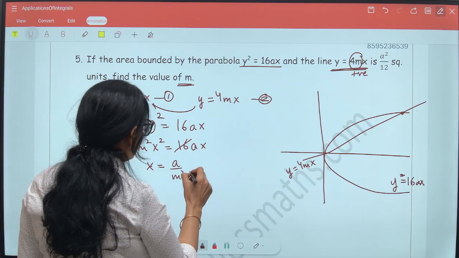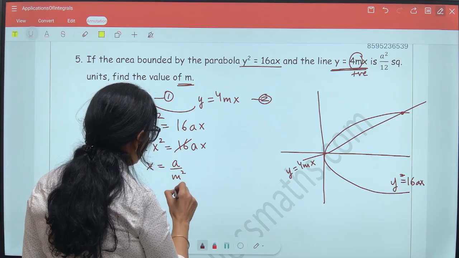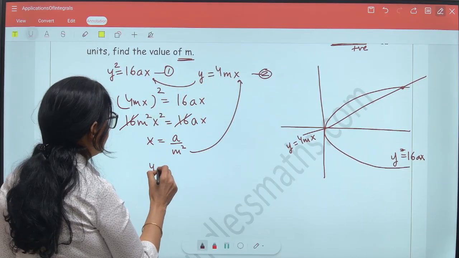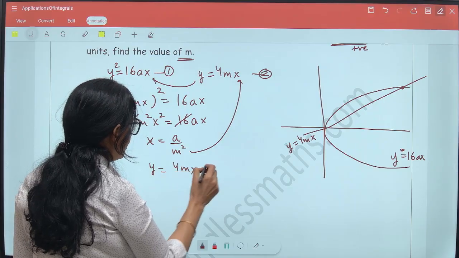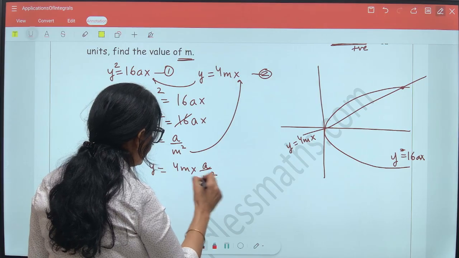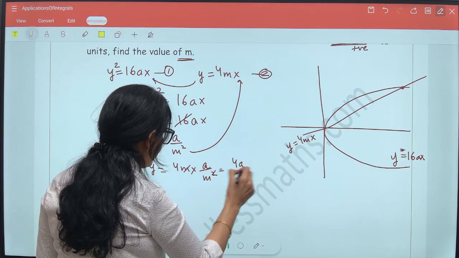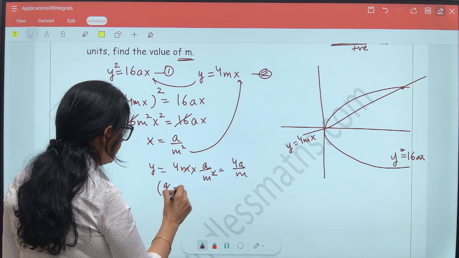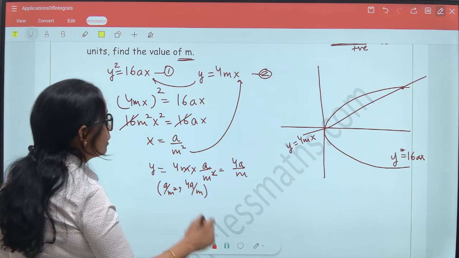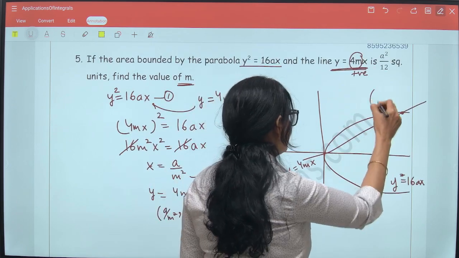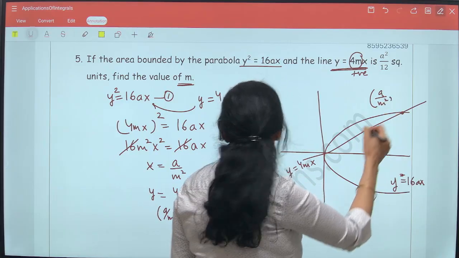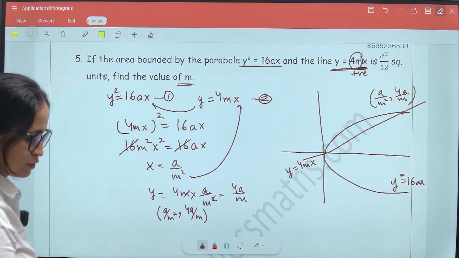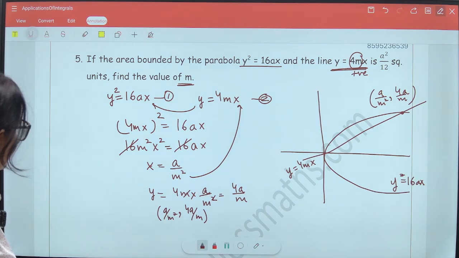Now if I substitute this x equals a upon m square in equation 2, I'll get the value of y. So let's do that. Y equals 4m into x. So let me put it as a upon m square. One of the m gets cancelled. So this is 4a upon m. So that means the point of intersection is a upon m square comma 4a upon m. Let me write the point of intersection here. It is a upon m square comma 4a upon m. So this is the point of intersection of the straight line and the parabola that is given to you.